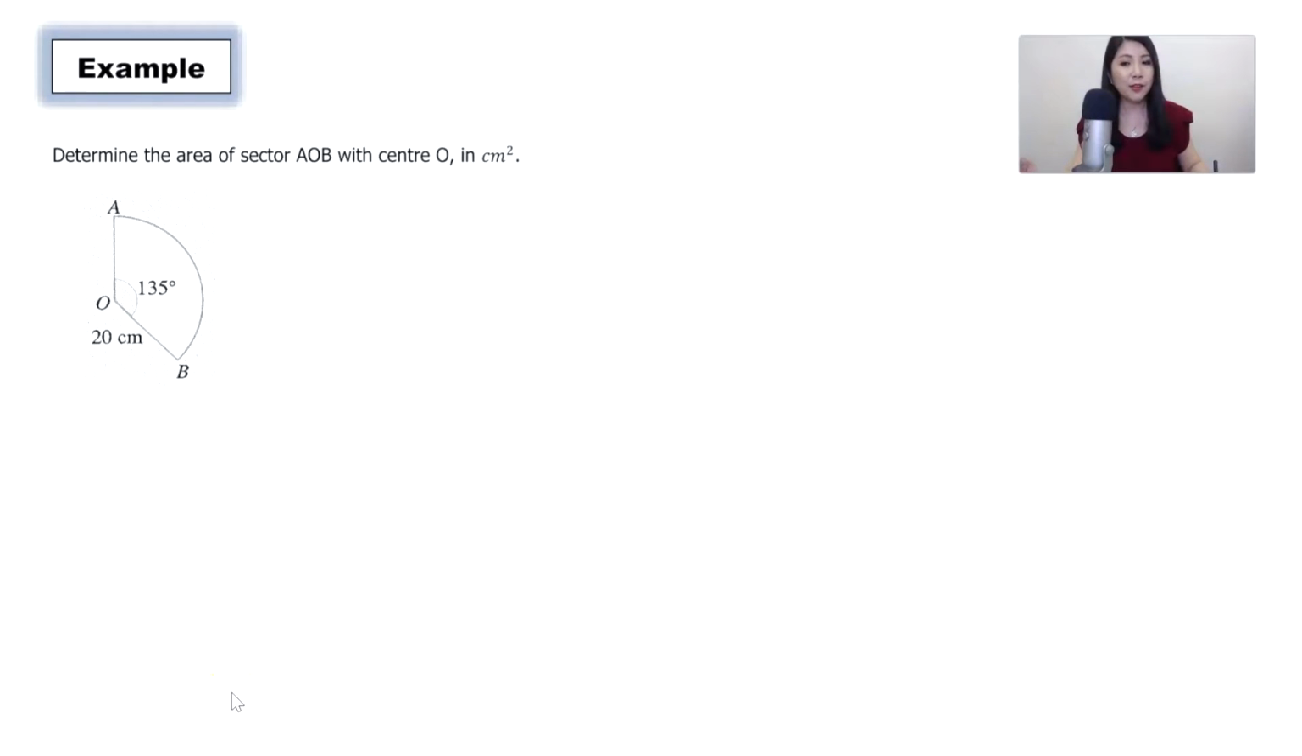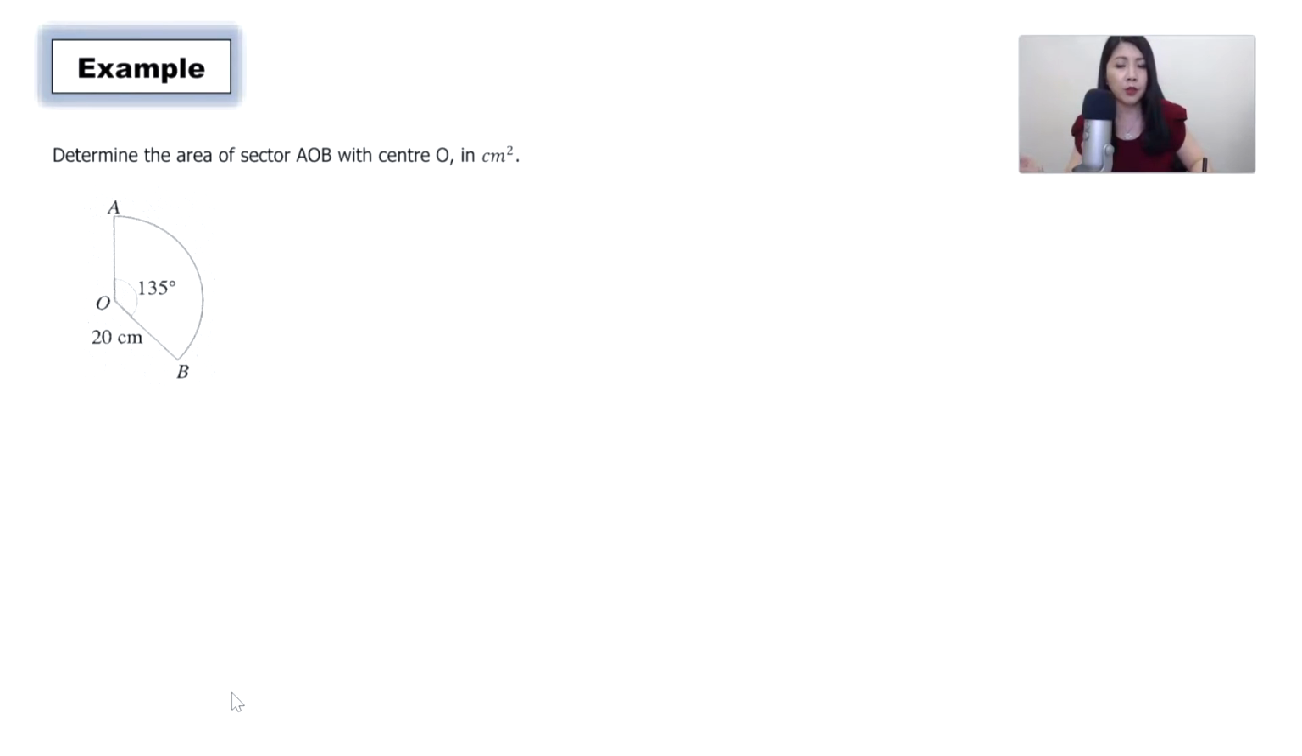Let's look at this example. Determine the area of sector AOB with center O in cm squared. So the keyword here is area of sector, which means we're going to use the formula area equals half r squared theta. And remember that theta must be in radian, okay? So let's look at this question. This question is given in degree, so later we have to change this to become radian.